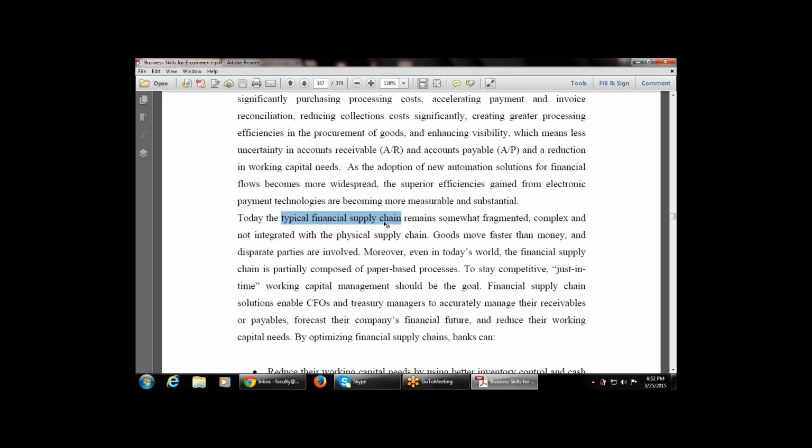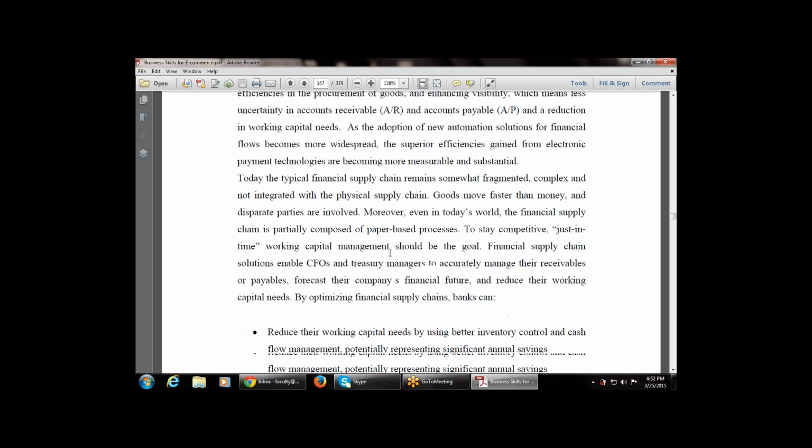Today, the typical financial supply chain remains somewhat fragmented, complex and not integrated like the physical supply chain. That is, nowadays the financial supply chain is not very similar to the physical supply chain. Why? Because it is not complex. There are few entities available in the chain.